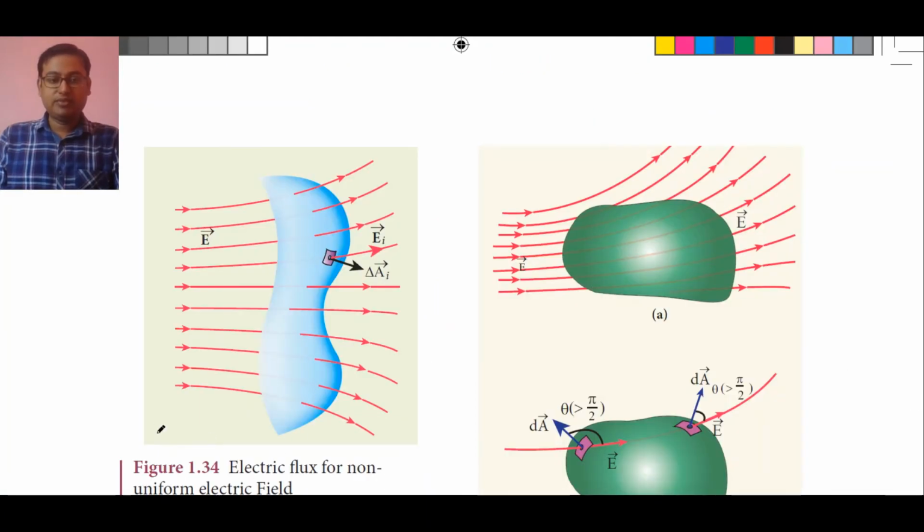As given in this figure 1.34, this blue region is not a perfect region. Here the surface is not flat. In that situation, we divide this complete surface so small that the small surface area, that is del Ai, becomes perfectly flat. So this is the assumption here.